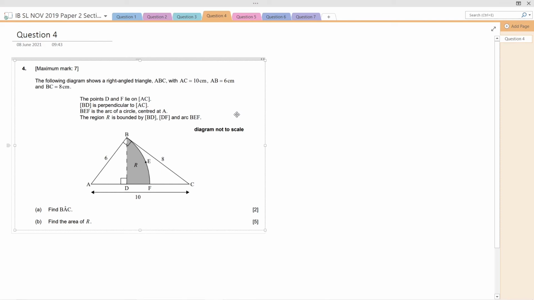Let's solve question number 4. So in this question, the question is like the following: the diagram shows a right angle triangle ABC with AC equals 10 centimeter, AB equals 6 centimeter, and BC equals 8 centimeter. The points D and F lie on AC. BD is perpendicular to AC. Now all the values are there. We need to find out the angle BAC.